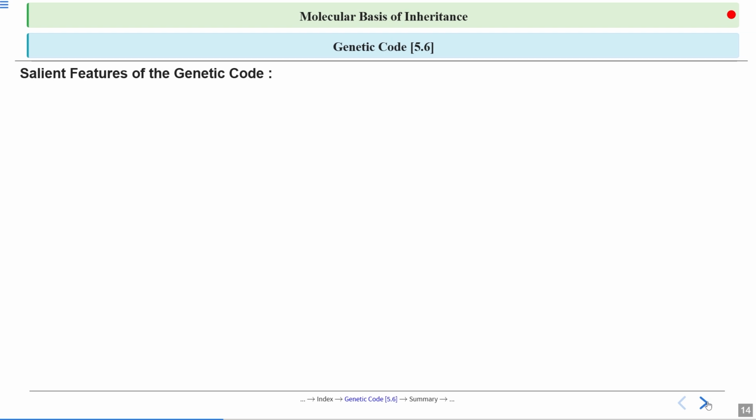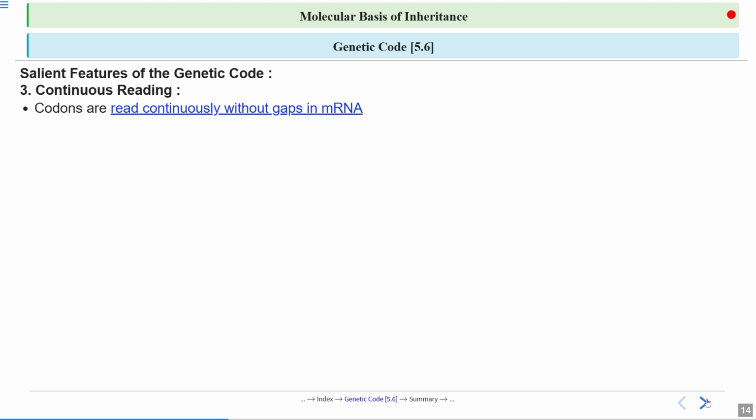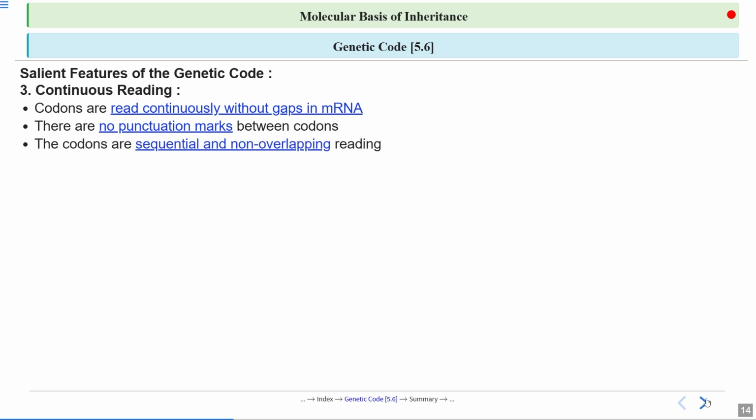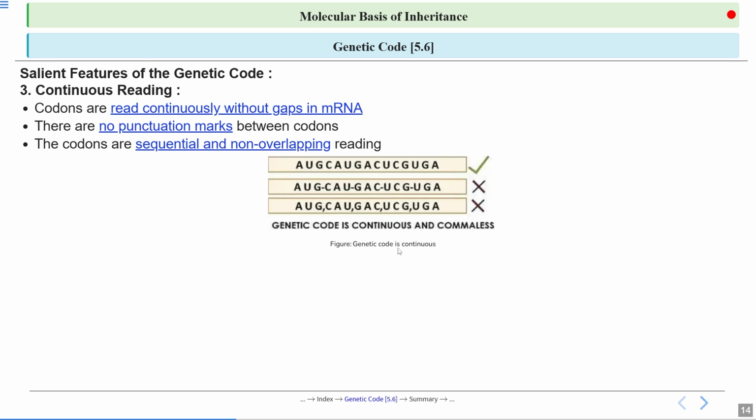First we read the triplet nature, then we read degeneracy. Now the third salient feature which comes into the picture is continuous reading. Codons are read continuously without gaps in the mRNA. There are no punctuation marks between codons. The codons are read sequentially and non-overlapping. So what does it mean? Let's see, here is the example. You need to see it properly. We are saying that codons are read continuously without gaps in mRNA.